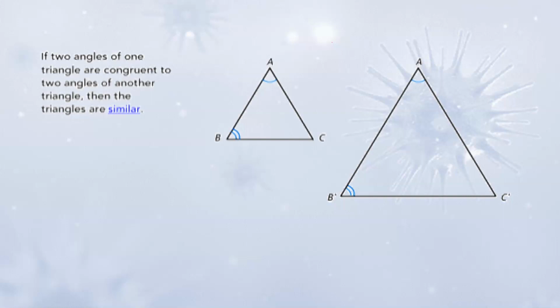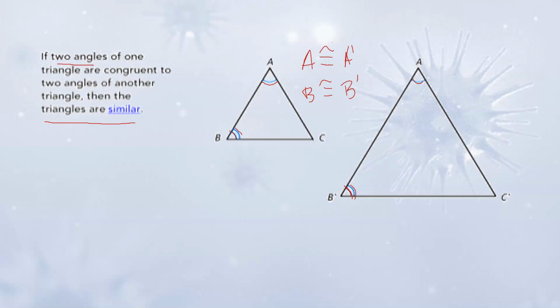Oftentimes in math, we show triangle angles being congruent with these little whoop-de-whoop symbols. That is the technical term for it. So matching whoop-de-whoops mean congruent angles. This shows that A is congruent to A prime, and that B is congruent to B prime. Because we've shown that A is congruent to A prime and that B is congruent to B prime, we've satisfied our proof right here where two angles from each triangle have to be congruent. So these two triangles are similar.